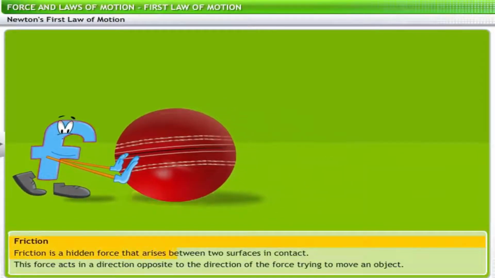Friction is a hidden force that arises between two surfaces in contact. This force acts in a direction opposite to the direction of the force trying to move an object. Friction is used in our daily lives to slow down and stop moving objects.